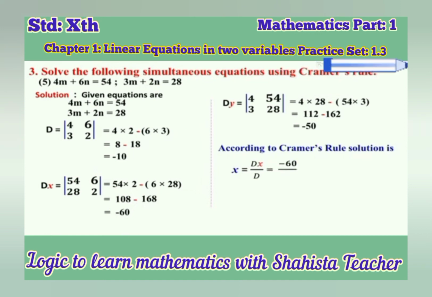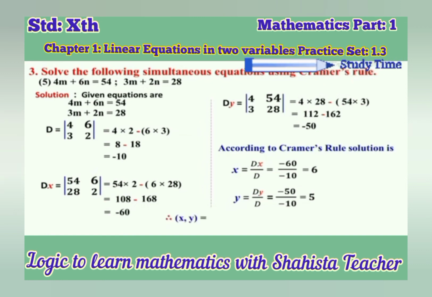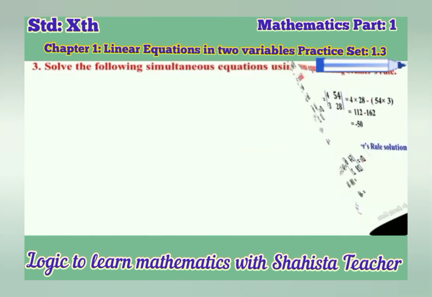According to Cramer's rule, the solution is x is equal to Dx upon D, that is equal to minus 60 upon minus 10. 10 ones are 10, 10 sixes are 60, minus minus sign gets cancelled. So here 6. So x is equal to 6. Now y is equal to Dy upon D, that is equal to minus 50 upon minus 10. So here minus minus gets cancelled. 10 ones are 10, 10 fives are 50. So 5. So x comma y is equal to 6 comma 5. (6, 5) is the solution of the given equations. So simple and easy to solve question number 5.